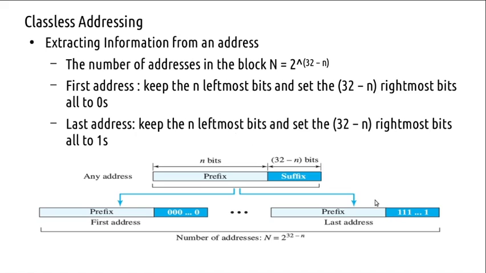Now we saw last day also how you get the starting address and the ending address. The number of addresses, that is the number of nodes, in any block is 2 power 32 minus n. Your address length is 32 bits and the prefix is n bits. So the prefix will identify your network and the suffix will identify the node.